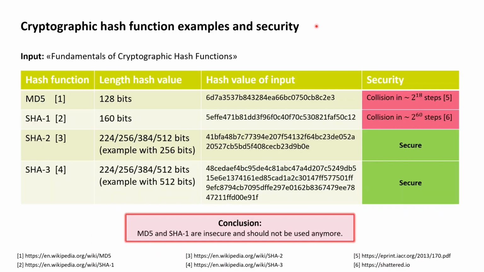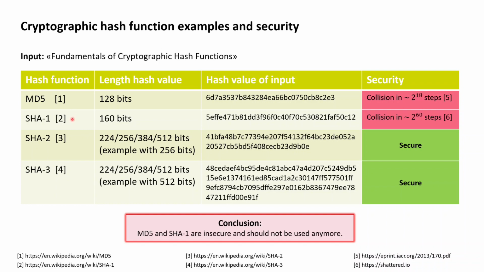It's now time to look at examples of real-world hash functions where we find that the 4 most commonly used hash functions are often either message digest 5, MD5, the secure hash algorithm 1, SHA-1, the secure hash algorithm 2, SHA-2, or the secure hash algorithm 3, SHA-3. MD5 is a hash function producing 128-bit hash values, and the hash value that MD5 calculates on the input fundamentals of cryptographic hash functions is the 128-bit hash value reading 6D7A and so forth when expressed as a hex string.